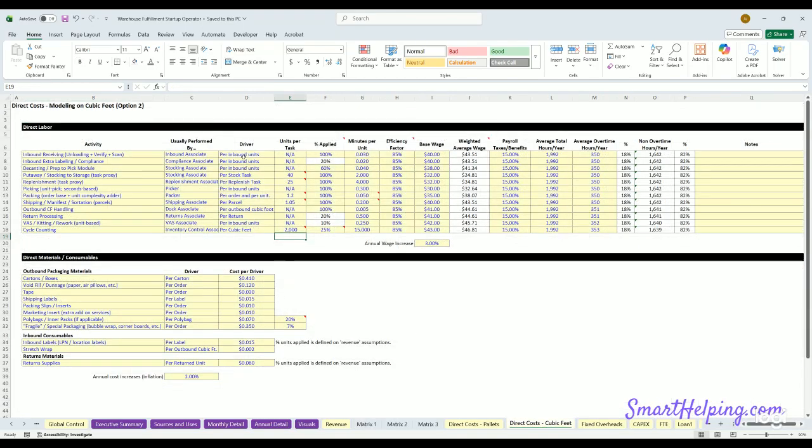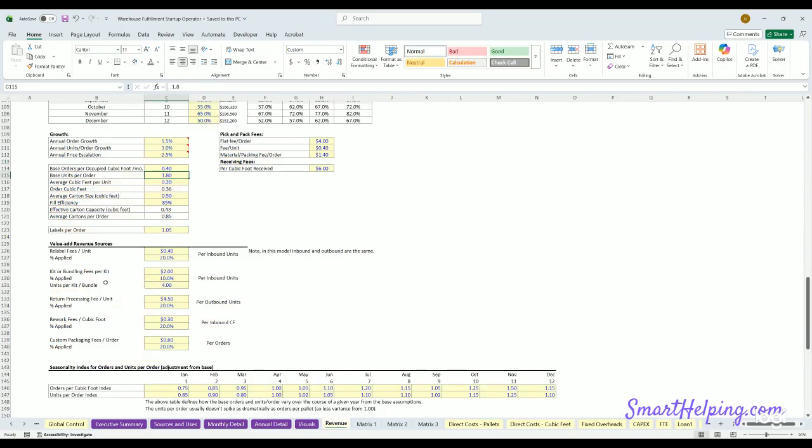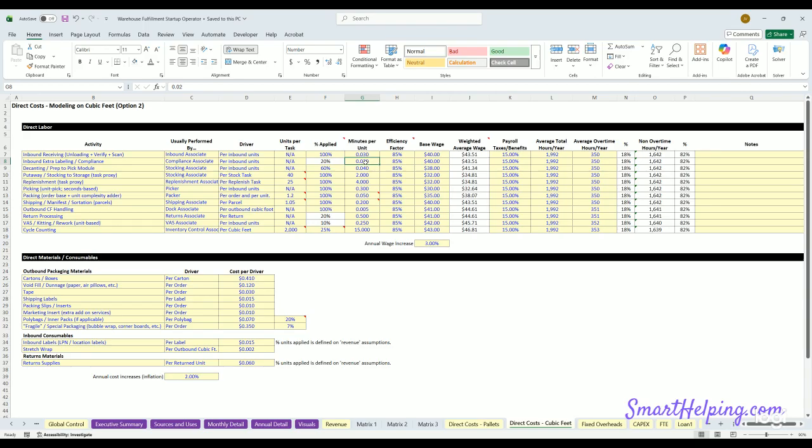Direct cost for cubic feet. This is more complicated, and so I had to put notes in a lot of these. I don't want to go through each. Well, I guess we kind of have to. So inbound receiving per inbound units, we have an applied percentage and amount of minutes per inbound unit. Wages and efficiency factor and all that still works exactly the same as the other option 1. Inbound extra labeling per inbound units. Extra labeling is actually an added fee, so we have that based on our value add fee here. Relabeling fee, and amount of time it takes per inbound unit.